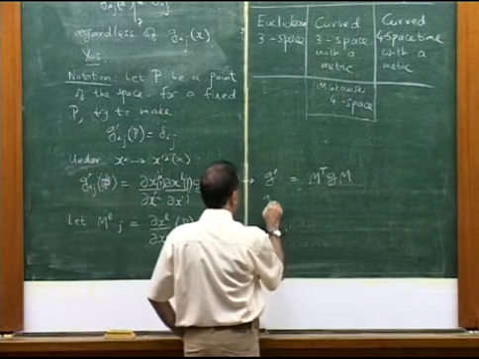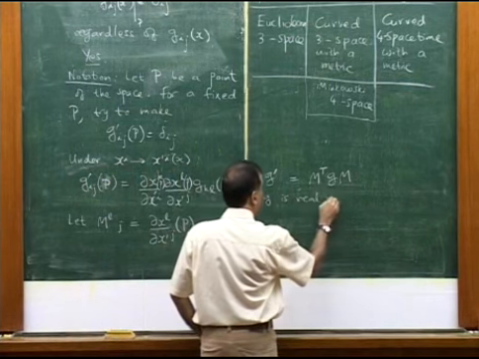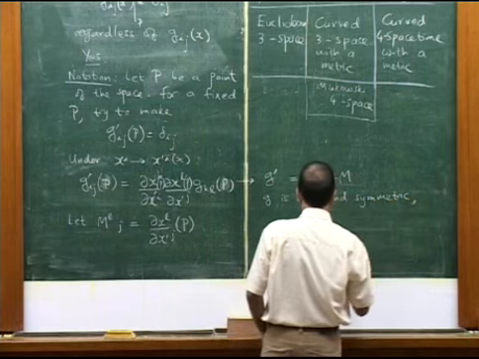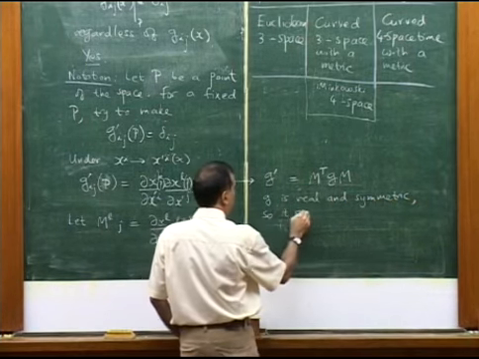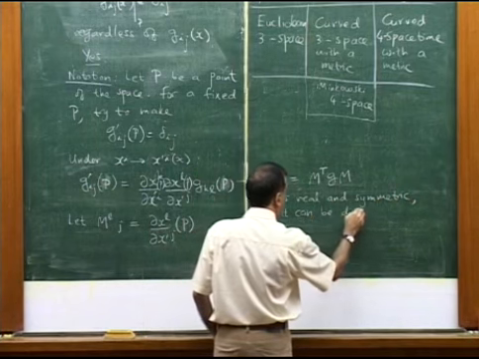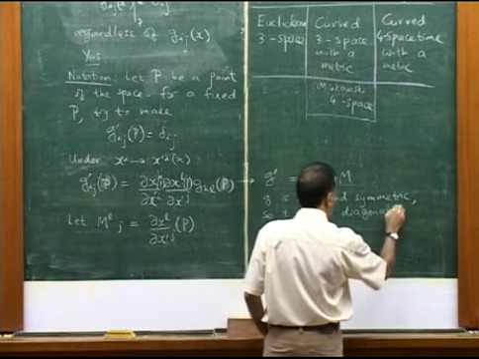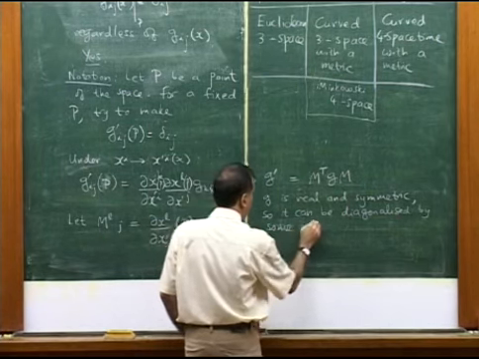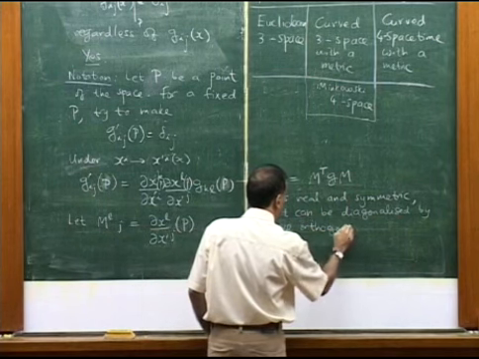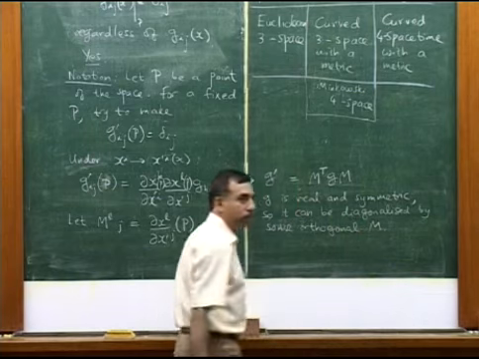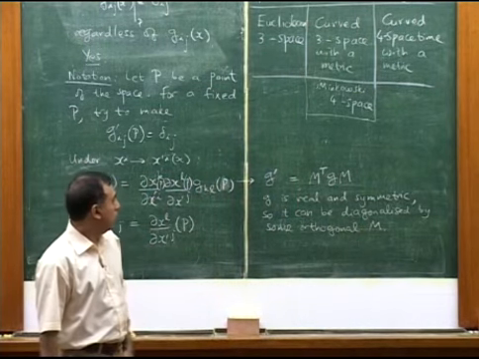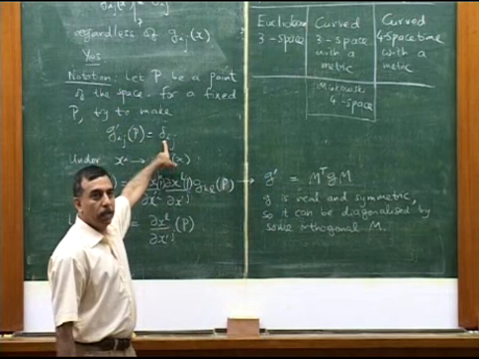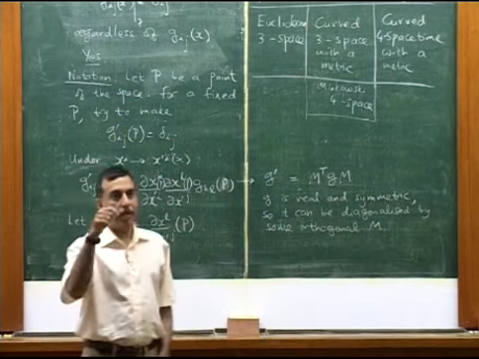Now G is real and symmetric as a matrix, so it can be diagonalized by some orthogonal M. Okay, so I've got it to be diagonal. That's not yet what I wanted. I wanted it to be delta ij. I've only got it to be diagonal, so it has some diagonal entries.